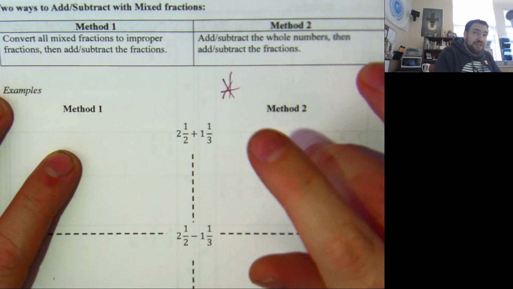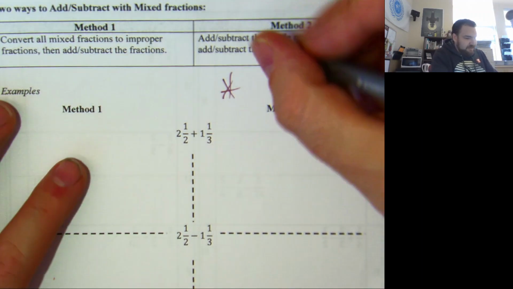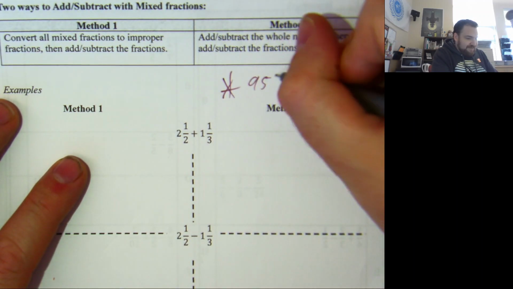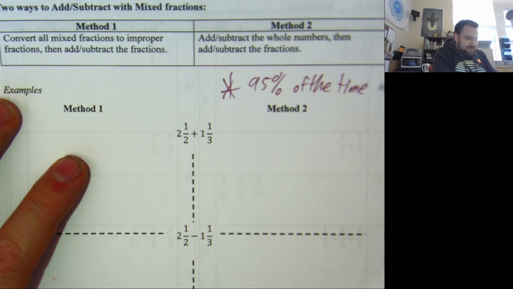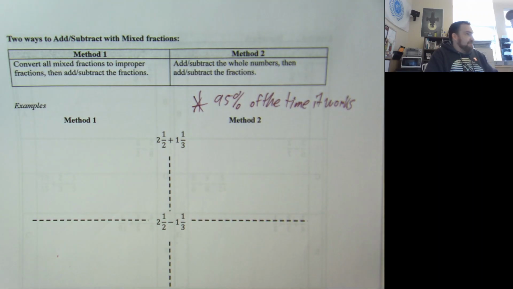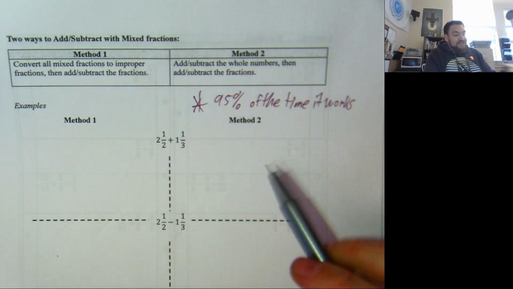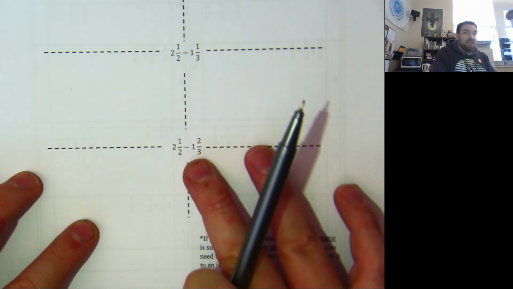But I will tell you this one, method 2, you know what, do I even want to show you method 2? 95% of the time it works. Yeah, notice how 95 isn't 100? I'm glad that flagged for you. The reason this one doesn't always work is I'll demonstrate that for you here in a second. Yes, this one. This is the one that doesn't work all of the time.